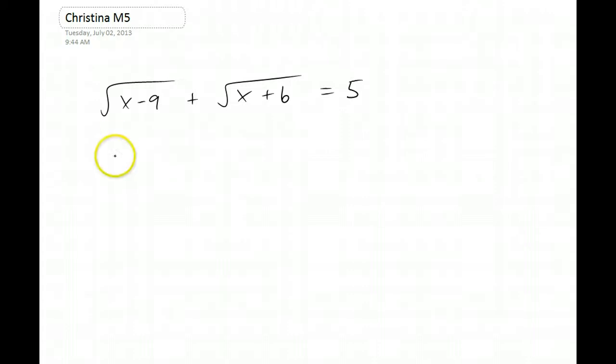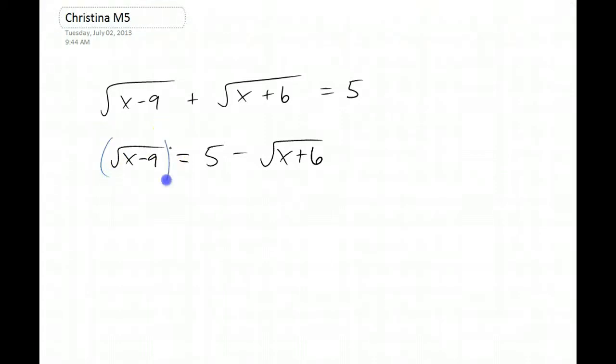Doesn't matter which one. I'm going to get the square root of x minus 9 by itself. The way that you do that is you subtract the x plus 6 over to this side of the equation. And the equation now looks like that. And all you can do to start to simplify this is square both sides. Now that's going to get rid of the square root on the left-hand side because you have the square of a square root. And the square and the square root cancel, you just have x minus 9.